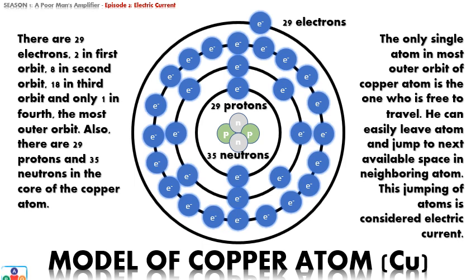Since he is at the greatest distance from the nucleus, it is very easy for him to jump from his orbit into the orbit of an adjacent atom if that atom is missing an electron or 2 in its most outer shell.